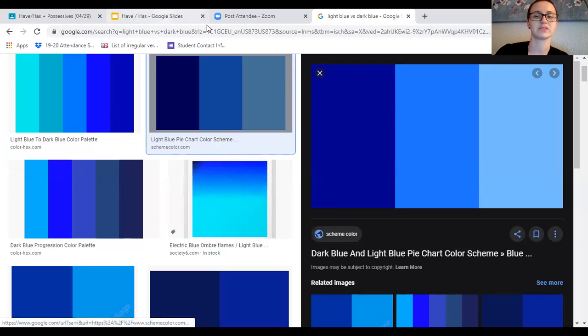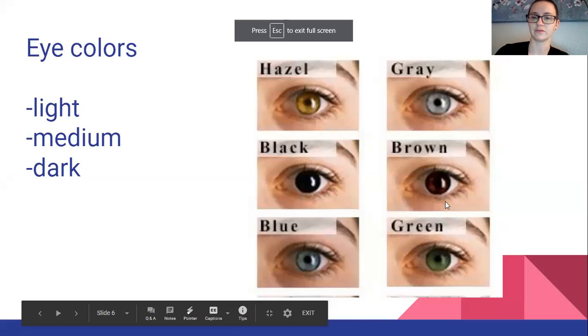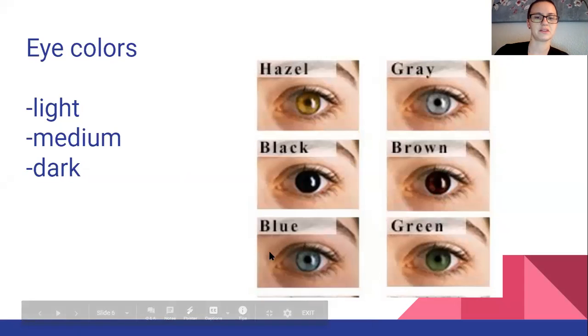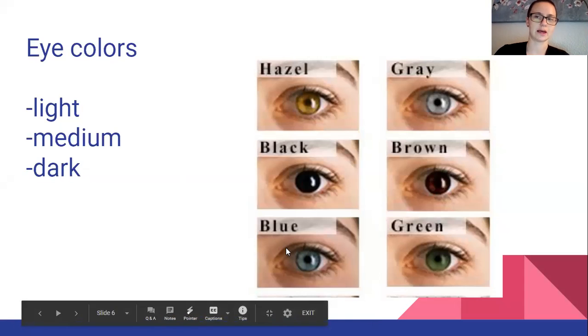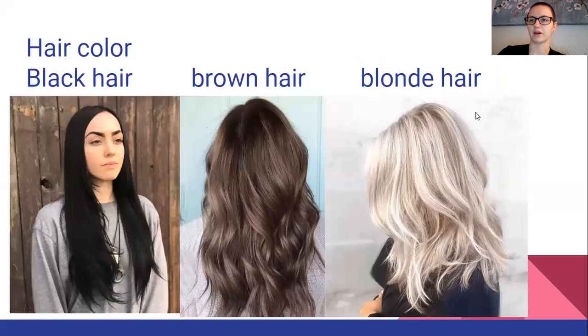So we're gonna go back to our slideshow, jump back into present mode. I'm gonna move my face. So like this blue right here, that's a very light blue. Maybe you have medium blue eyes, maybe you have dark blue eyes. There's different shades of the colors. All right, I'm gonna move my face again. All right, so hair color. We're gonna talk about hair color.